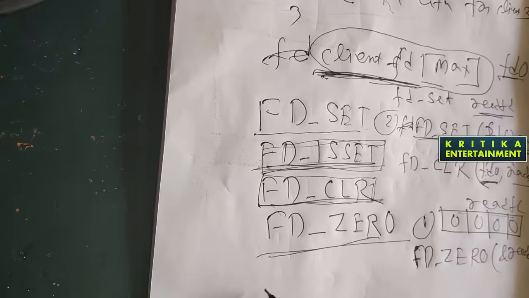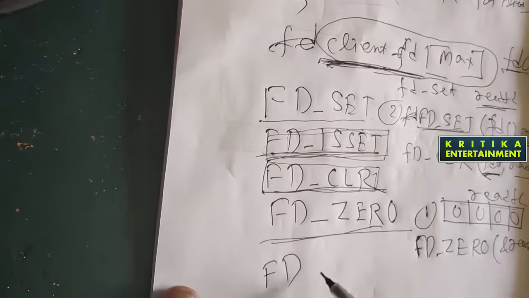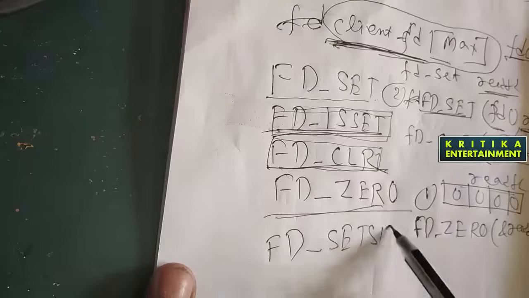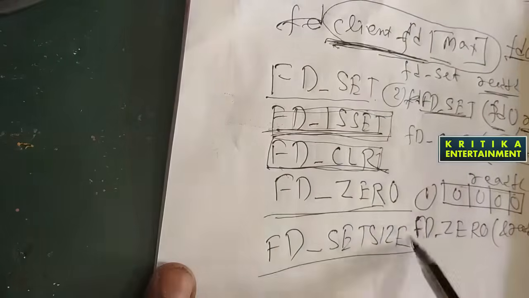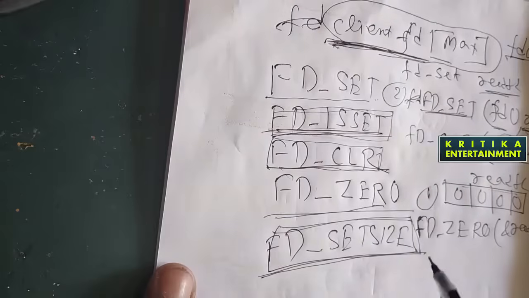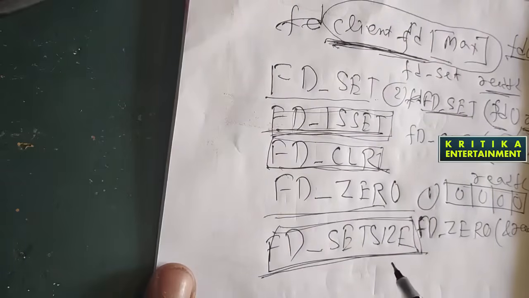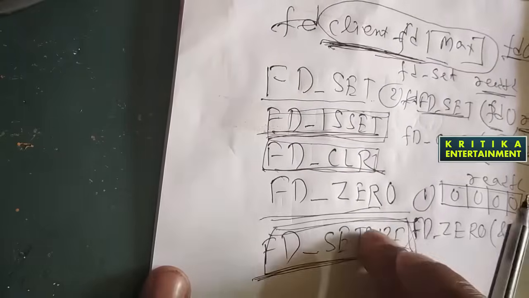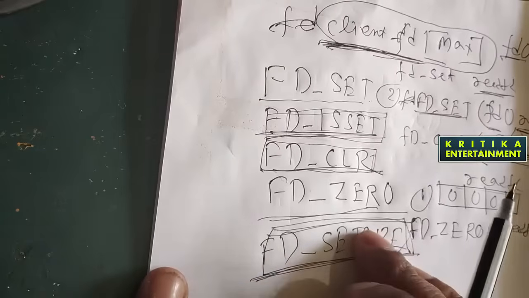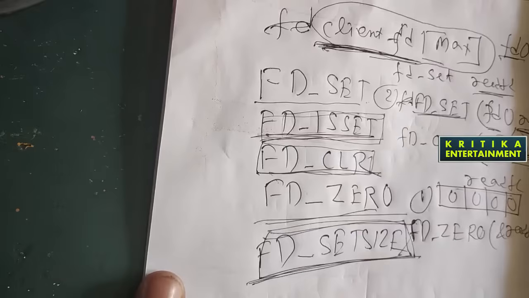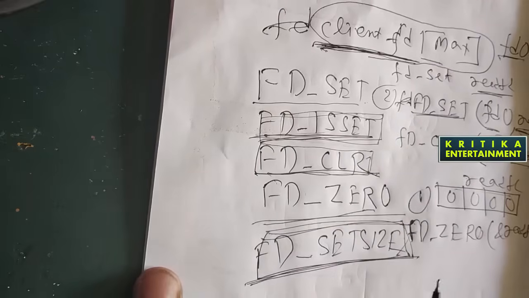Another is FD_SETSIZE. What is this? If you don't know how many FDs there are, you can use FD_SETSIZE. It will return the number of FDs in the server. It will count automatically and display. Now I will tell you the logic of how to connect a single client or multiple clients to a single server.